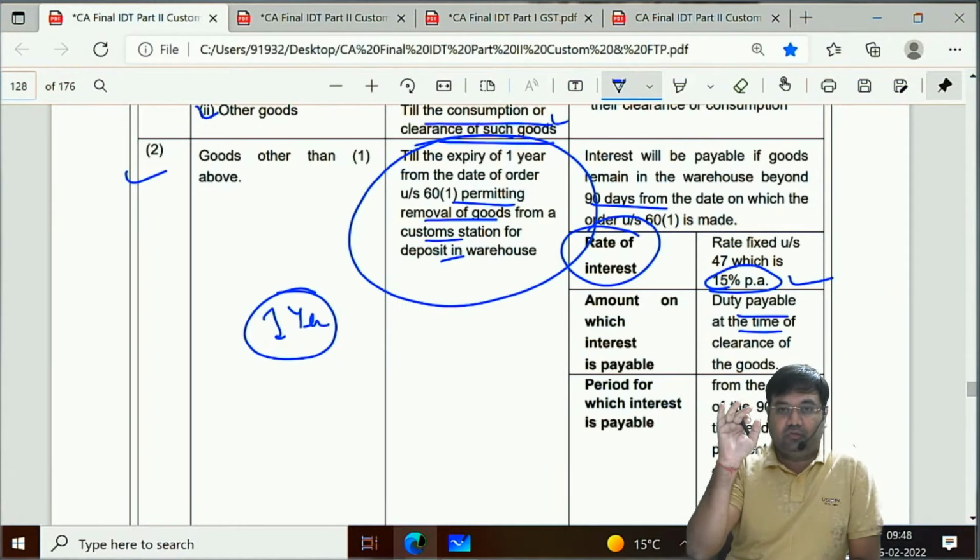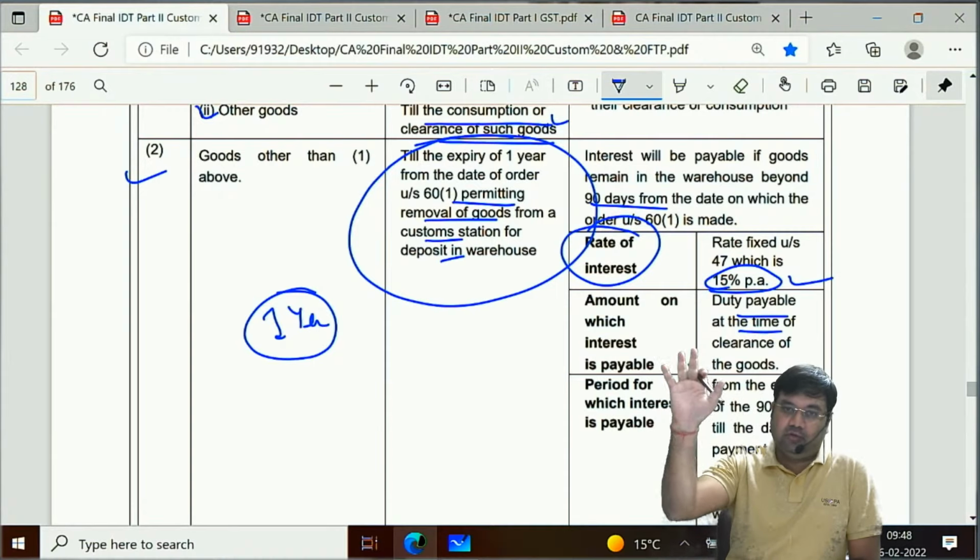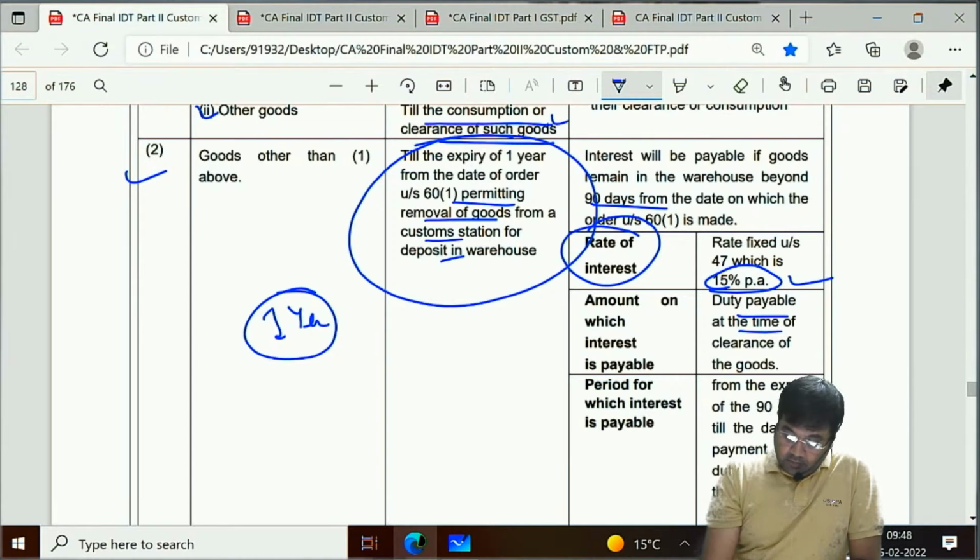He is also going to tell the officer for how much period he would like to deposit. Let's say he is opting for 60 days only, then in the order, the officer is going to say 60 days. But the maximum time period is 1 year. Let's say he opted for 1 year, the officer gave him 1 year permission, but after 90 days he needs to pay the interest.